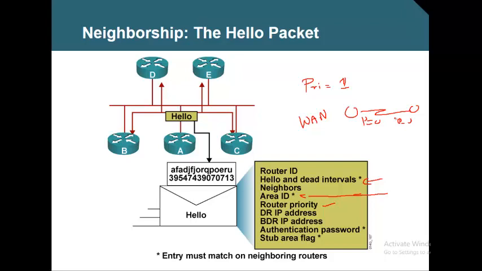Now, what I'm trying to say here is the priority is also shared in the hello packet. Only then, in a LAN environment, one router will know about the other router's priority to decide who can be a DR and BDR. And then you will also see the DR BDR IP address, and then the password if you have enabled, and then the stub flag.